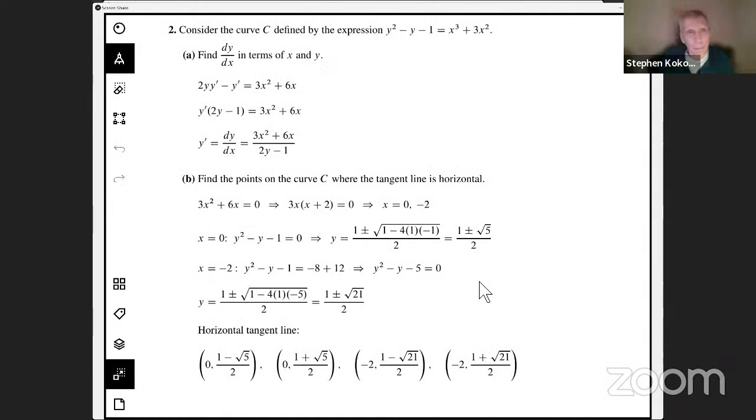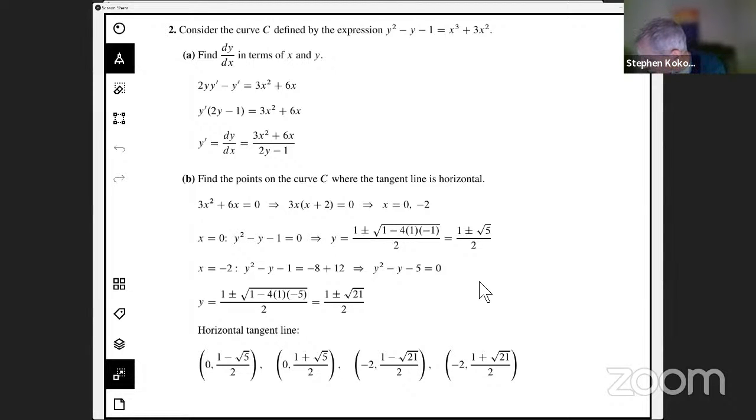All right, we've got a multi-part problem here. Curtis, I've got some questions in here for you. Let's take a look at this curve C that's defined by this expression, a polynomial in y on the left and a polynomial in x on the right-hand side. The very first thing I want to do is find dy/dx in terms of x and y.